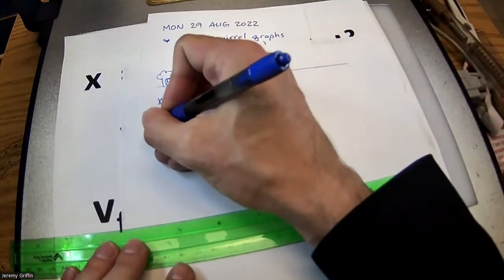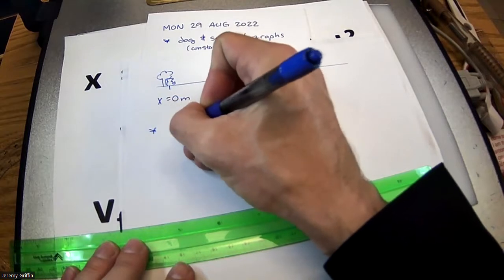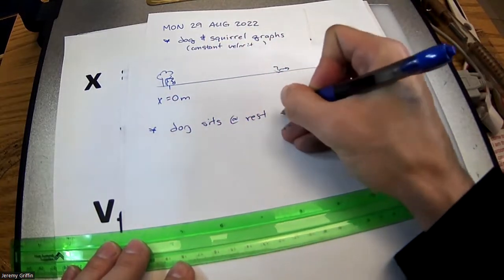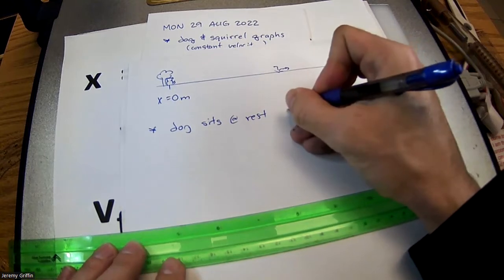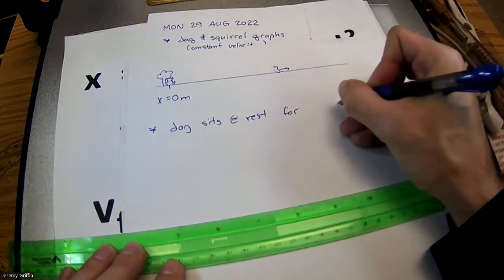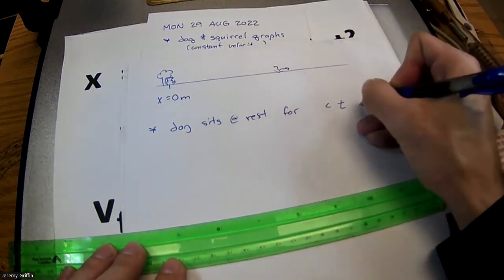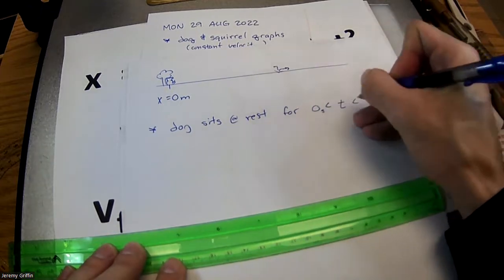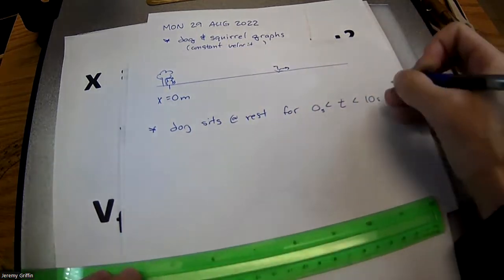I'm going to split this into 3 parts. Okay, dog sits at rest for, I'm going to write this as an interval, time is between 0 seconds and 10 seconds.